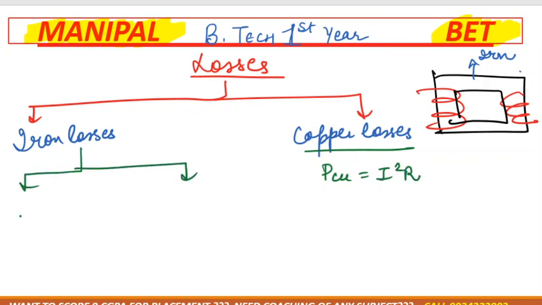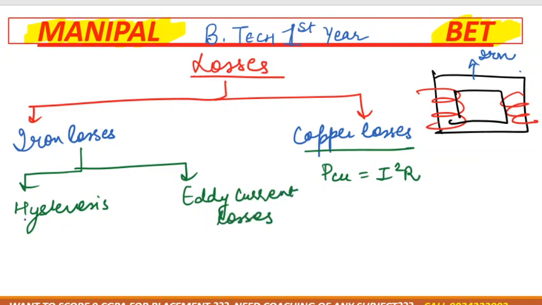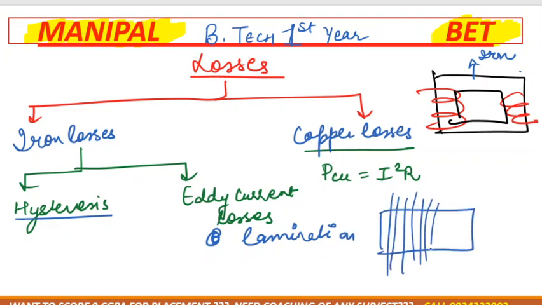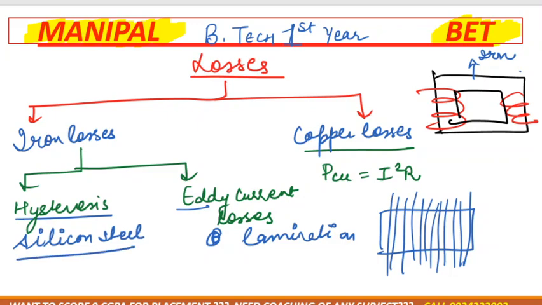Iron losses are further divided into two categories. One is the hysteresis loss and another one is the eddy current loss. How can we reduce eddy current losses? By doing lamination. Lamination means we take a material, slice it, cut it into thin pieces and then combine it. And hysteresis losses, how can we reduce them? Instead of using iron material, if we use silicon steel material, then hysteresis losses will be reduced.